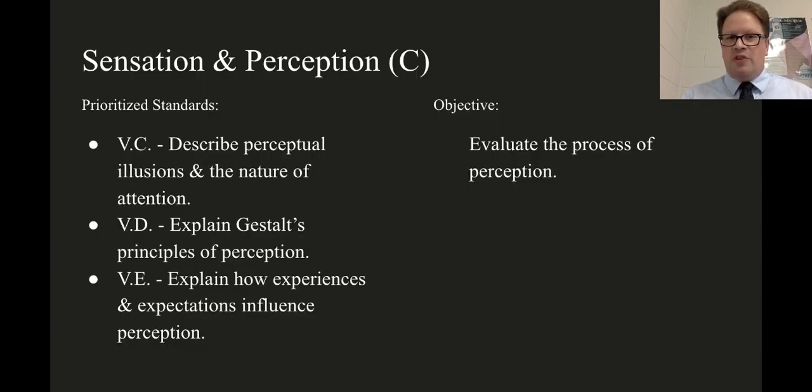All right, that concludes the Sensation and Perception, Section C lecture. Our prioritized standards again were 5C, D, and E, and objectively now I can evaluate the process of perception.